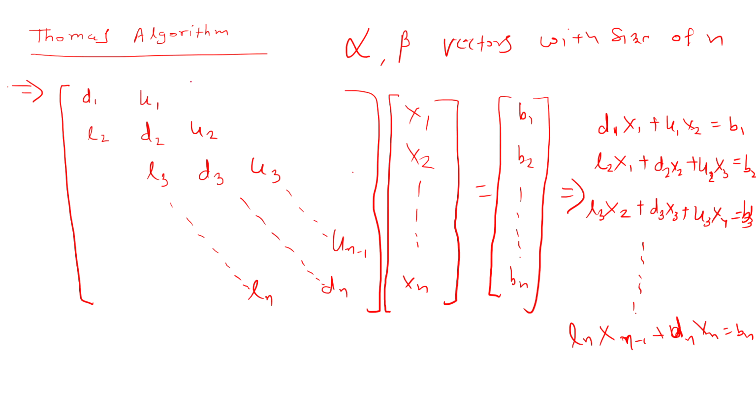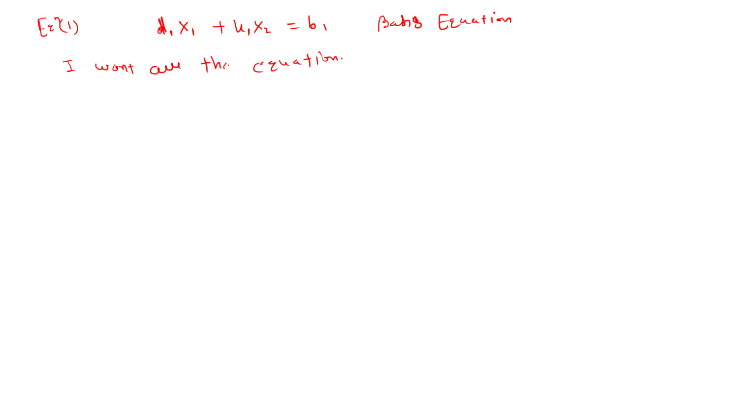Okay, so we are continuing from the last video. We have equations like d1 x1 plus u1 x2 is equal to b1. So equation 1 is nothing but d1 x1 plus u1 x2 is equal to b1. Now this is my basis equation, and I want all the equations in this form only.